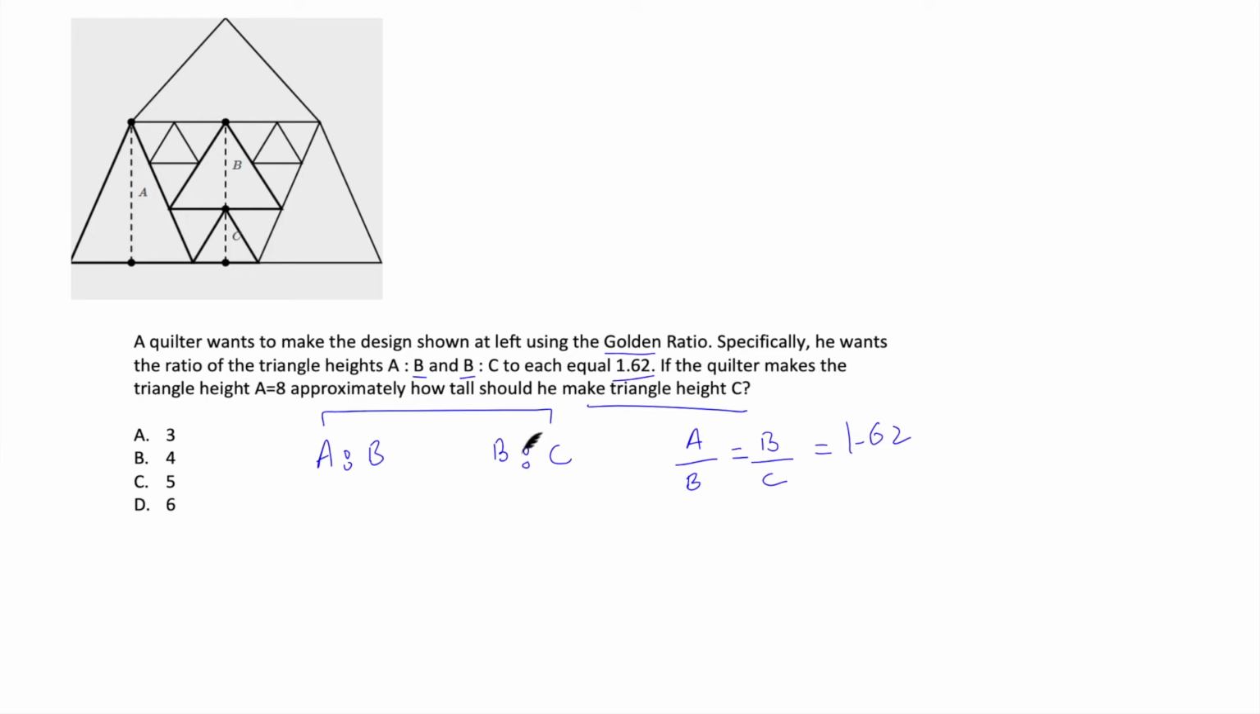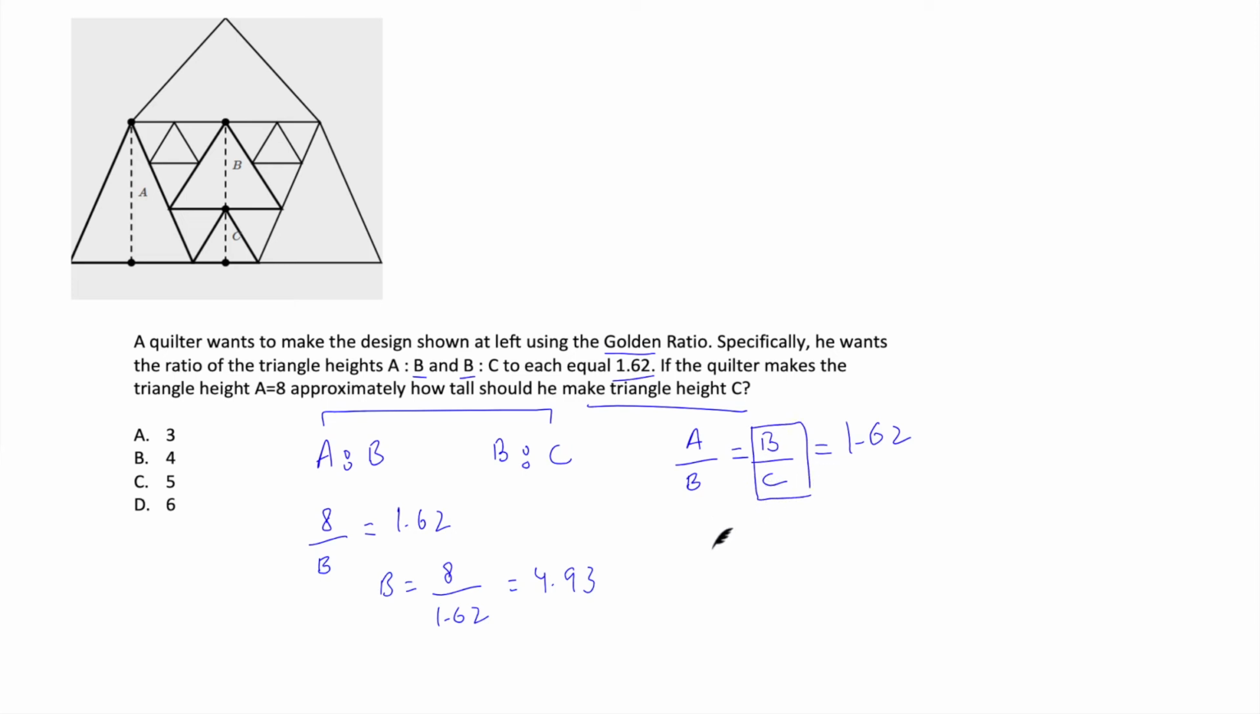If the quilter makes the triangle height A equals 8, so from this we have 8 over B equals 1.62. Now first you have to calculate the value of B. You will need a calculator. B equals 8 divided by 1.62, which comes out to be, let me do the calculation, 4.93.